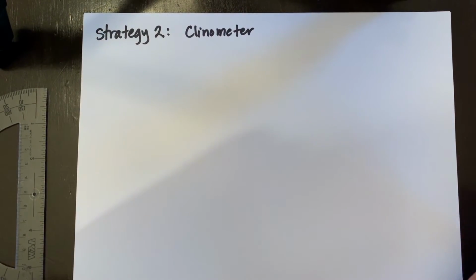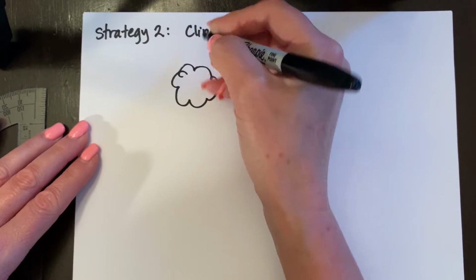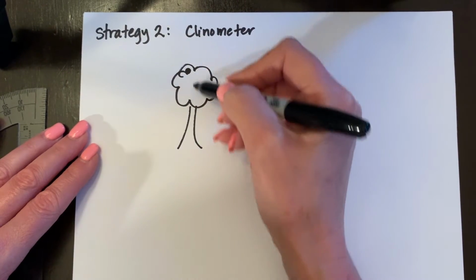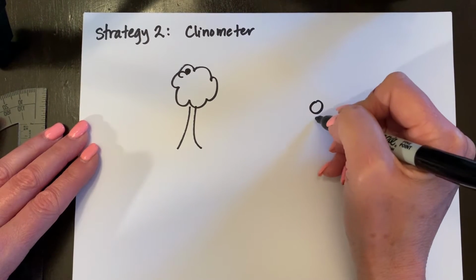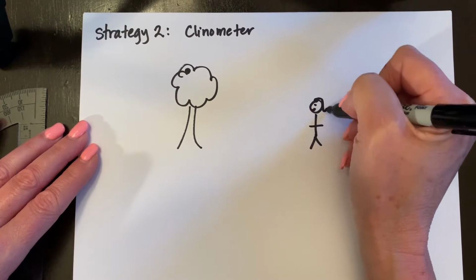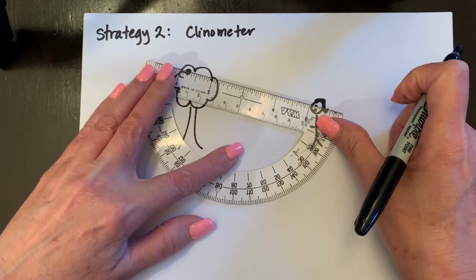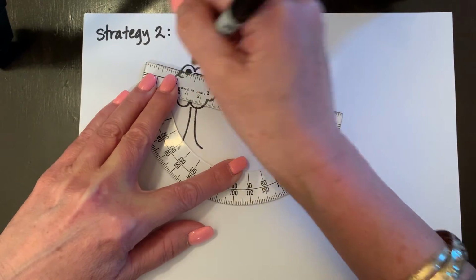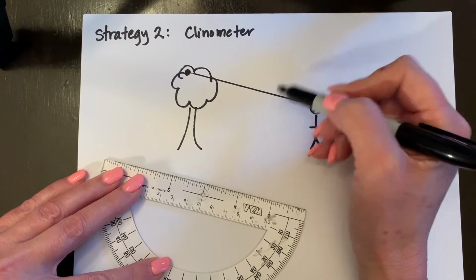Okay, let's look at our second strategy of using a clinometer. If you recall, we had our orange tree, and there's a little orange near the top of the tree that we wanted to see how high off the ground that orange was. And so we stood a distance away from the tree and looked at the orange through the straw on our clinometer, creating that line of sight. And this allowed us to determine the angle of elevation.